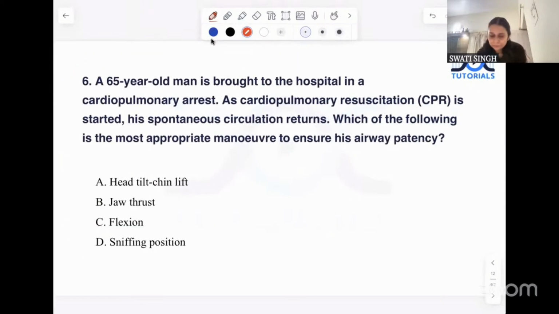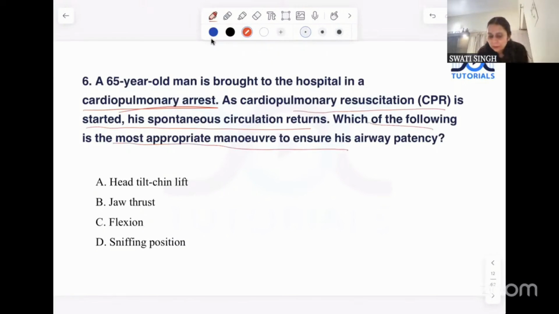Next question. A 65-year-old man is brought to the hospital in cardiopulmonary arrest. As CPR is started, his spontaneous circulation returns. So ROSC has been achieved. Which of the following is the most appropriate maneuver to ensure his airway patency?